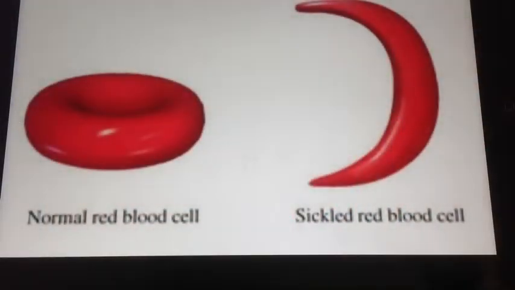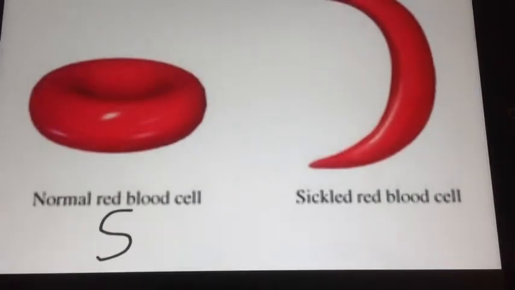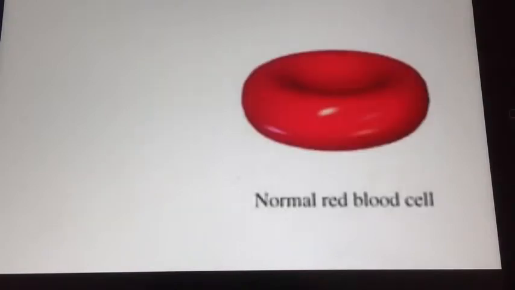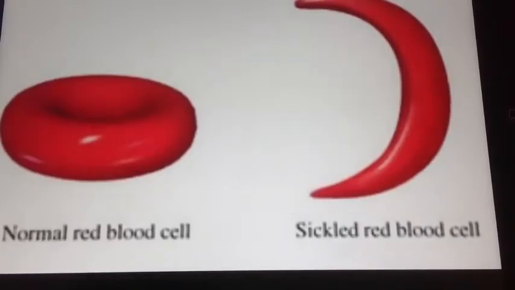Here is a side-by-side comparison of sickle cell red blood cells and normal red blood cells. Normal red blood cells are represented by a capital S, and sickle red blood cells are represented by lowercase s. This is because sickle cell anemia is an autosomal recessive trait. A person with all sickled red blood cells will have 2 lowercase s's as their genotype. And a person not affected by this recessive trait will have 2 capital S's as their genotype. However, sickle cell anemia shows a heterozygous advantage because sickle cell anemia shows incomplete dominance.